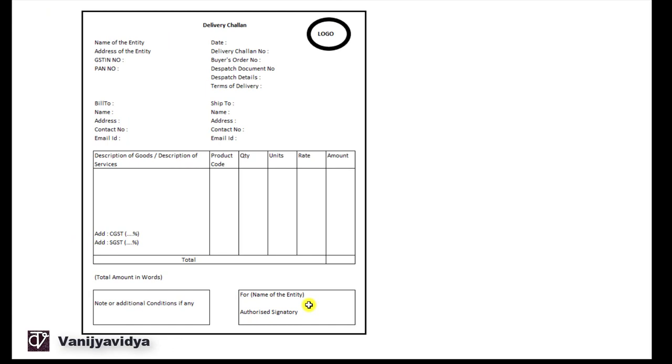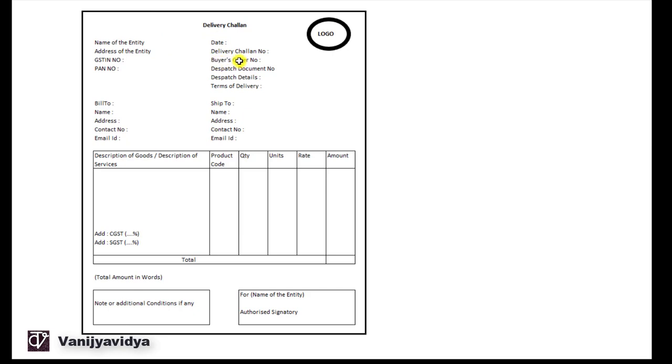This is a format of delivery challan. The challan or delivery note which we are sending along with the goods. Here you have a company logo or an entity logo, the name and address of the entity, again GST number, PAN number.